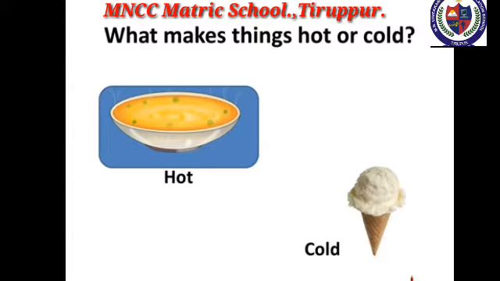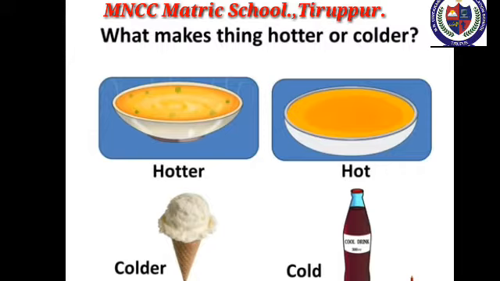We often say the soup is hot and the ice cream is very cold. But what makes the soup hot or ice cream cold? Some objects are hotter than others, like the soup on the left side is hotter than the right side soup. Some objects are colder than others, like this ice cream is colder than the cold drinks. So what makes things hotter or colder?